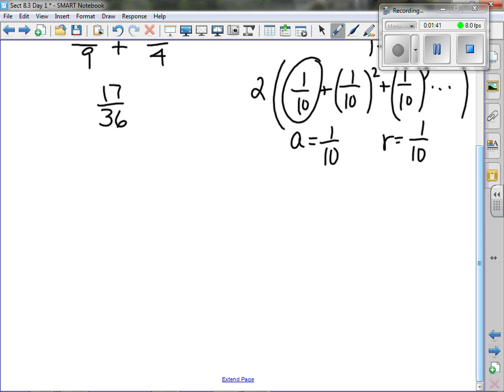Okay, what's A? A is where you start. What's the common ratio? 1/10. Justin? Okay, so it's 2 times, now, it's A, which is 1/10, over 1 minus a tenth.